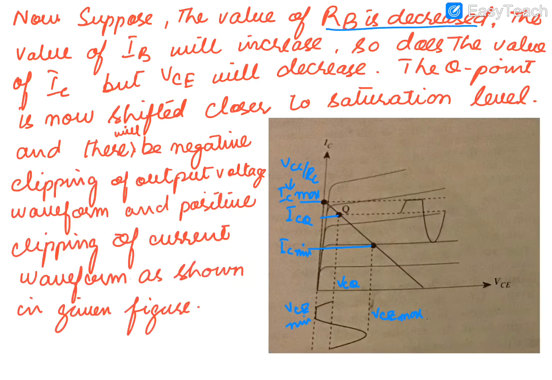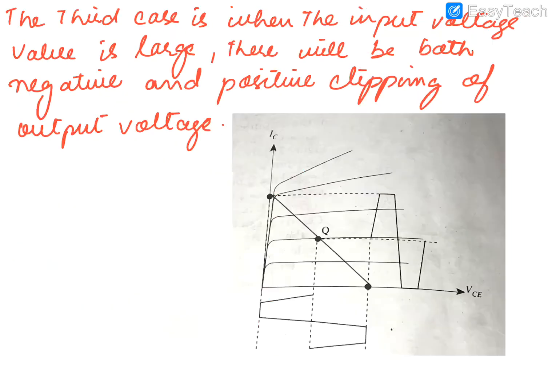These were the two cases when the Q point shifts towards the cutoff and saturation level. There is also a third case in which the distortion can be produced, and this third case does not depend upon the location of Q point. This basically depends upon the value of input voltage. As you can see in the figure that Q point is in the middle of the active region, which means that there will be maximum possible swing on the positive and the negative side of both current and voltages.